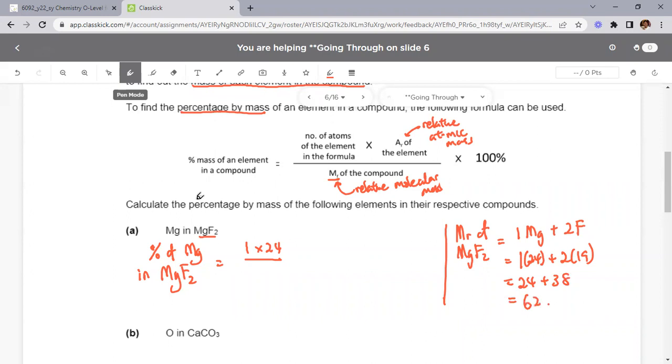So divided by MR of the compound. So this will be 62. Because this is a percentage, you need to multiply by 100% after that. So once you have all the correct numbers in, you can just key in the numbers into your calculator. And what you're going to get, in my case here, is 38.7%. This is to 3SF. So you realize all my figures are always left to 3SF.